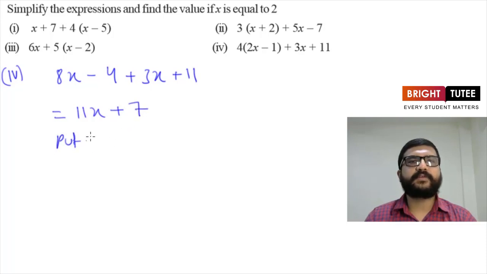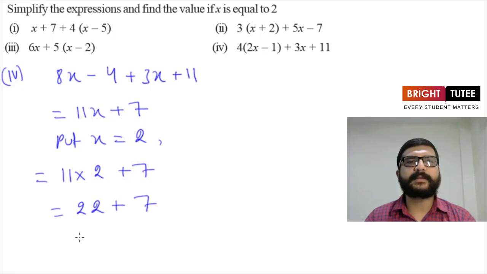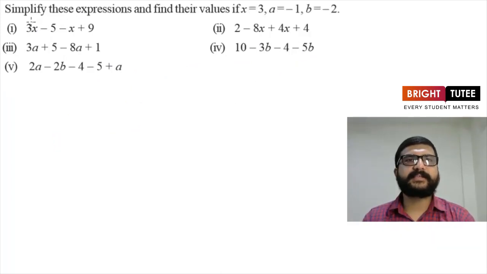Now what we will do, we will put x equal to 2 here. So by putting x equal to 2, we will get 11 into 2 plus 7. 11 into 2 means 22, and then we'll have plus 7. 22 plus 7, it is 29. So therefore value of this expression at x equal to 2 is 29. Now the next question is, simplify these expressions and find their values if x is equal to 3, a is equal to minus 1, and b is equal to minus 2.